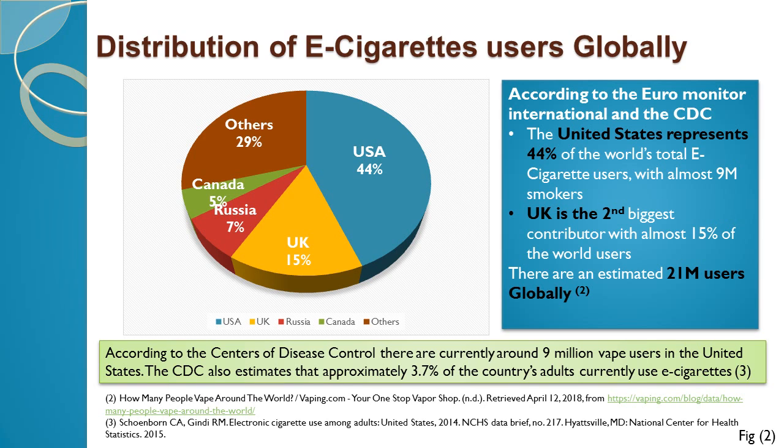Distribution of e-cigarettes users globally. According to the Euromonitor International and the CDC, the United States represents 44% of the world's total e-cigarettes users, with almost 9 million smokers. The UK is the second biggest contributor with almost 15% of the world users. There are an estimated 21 million users globally.